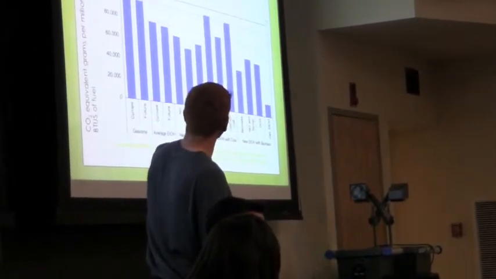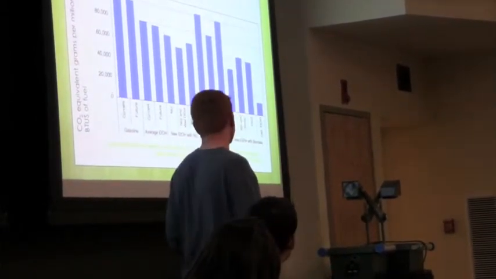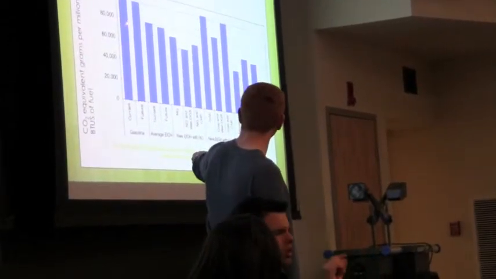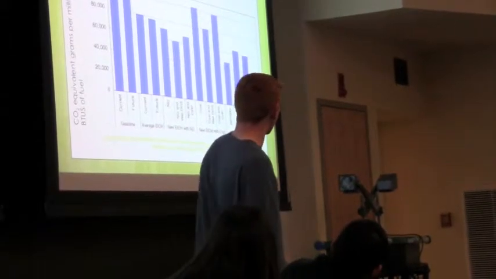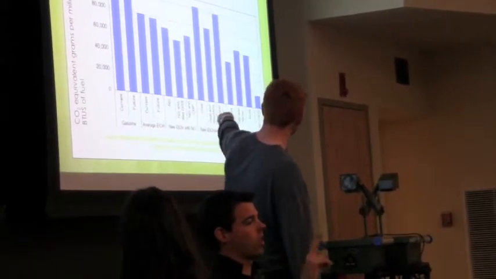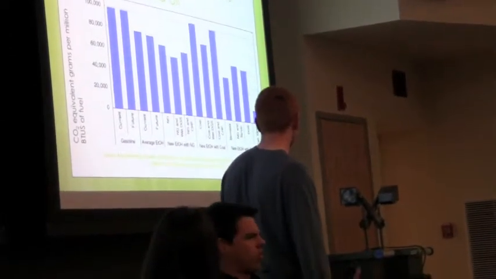Here you can see the well-to-wheel greenhouse gas emissions. This over here is your normal gasoline. And way down in the corner there is your ethanol from cellulose, which, as you can see, is much less than any other fuel that's on the market right now.